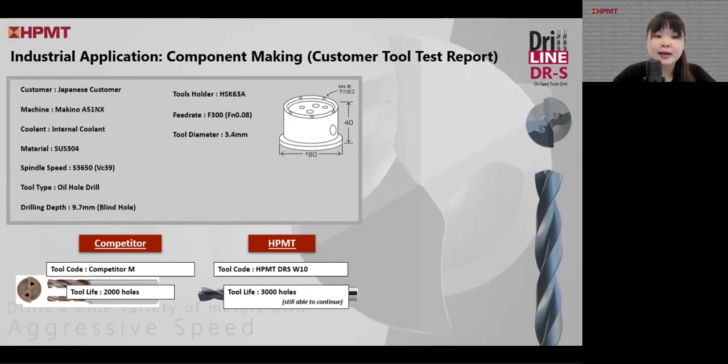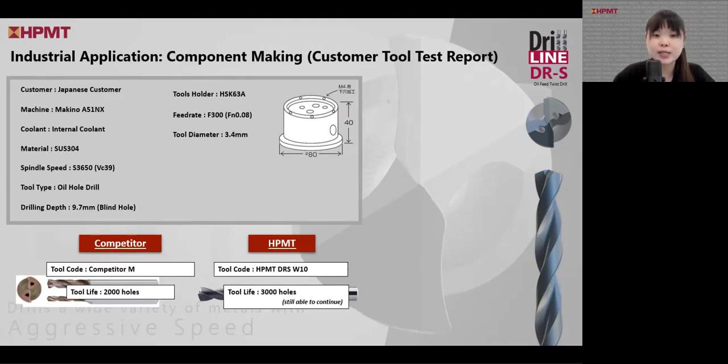Initially they used competitor M's cutting tool, but they faced a tool life issue, in which 2000 holes was not enough for them. So they tried our DRS W10, which is the 3D length design. From what they shared, our cutting tools are capable of drilling up to 3000 holes, and they are pretty satisfied with this result because, from the tool wear pattern and so on, the tool is still able to continue further.